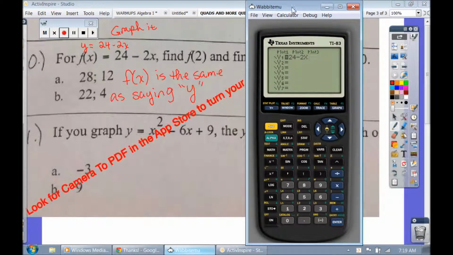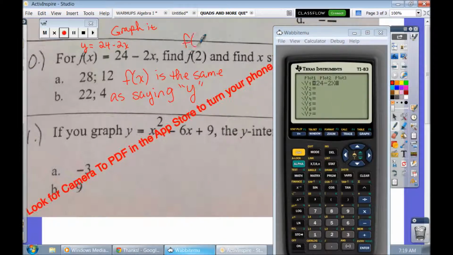Now, f of 2 is not the same as saying f of x. So you can see what they did. They substituted x for 2. So they're telling you if x is 2, what is y? Y is 20.